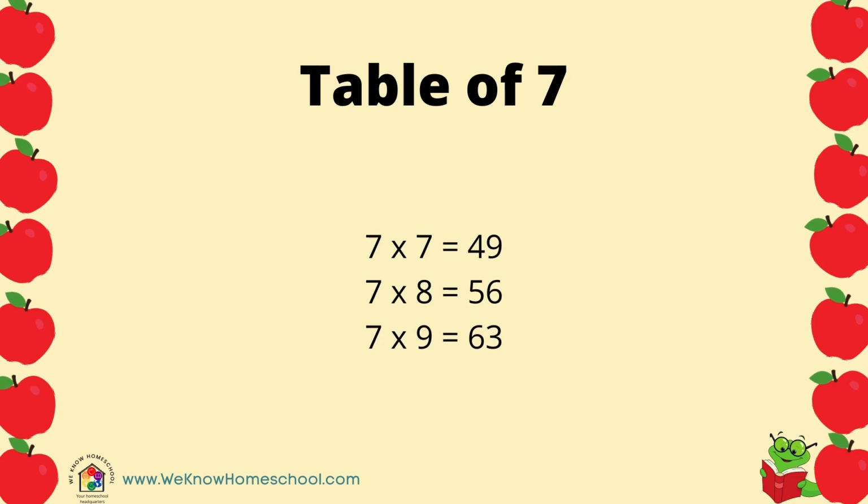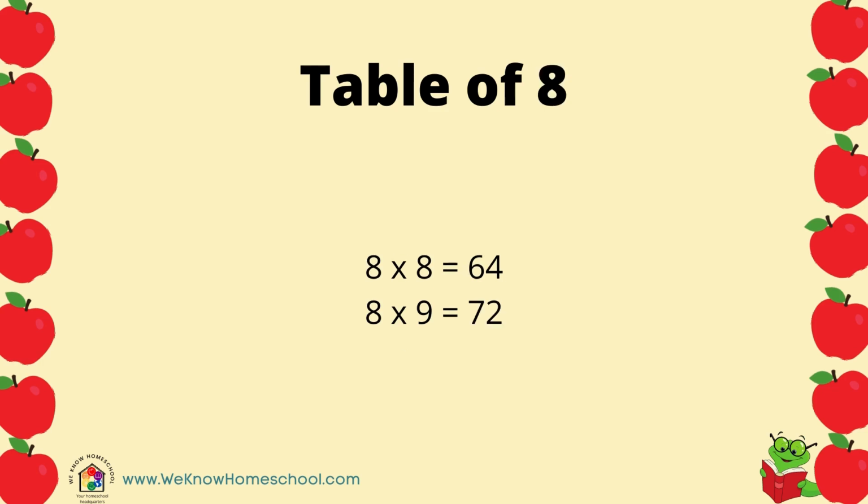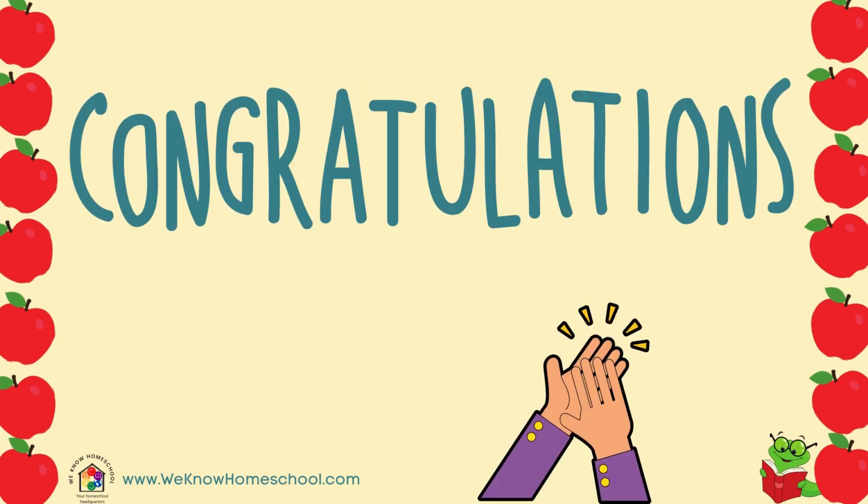As you can see, between the tables of 7 and 9, you only have to memorize 6 combinations. Isn't that great? Congratulations! You just learned the multiplication tables from 0 to 10.